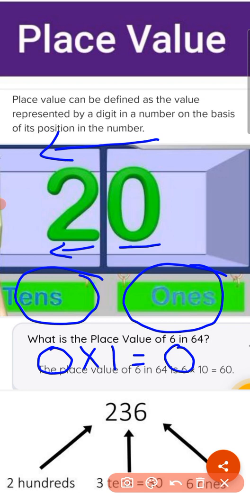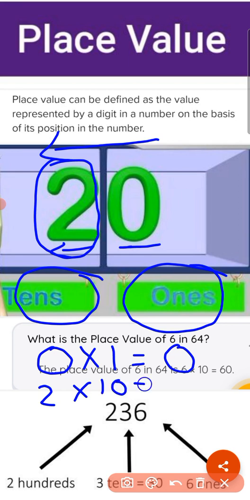Which digit is in the tens place? 2. Okay, so you should multiply 2 by the place name, tens. So 10. 2 into 10 is 20. Okay, these are the place values of 0 and 2 in the given numeral 20.